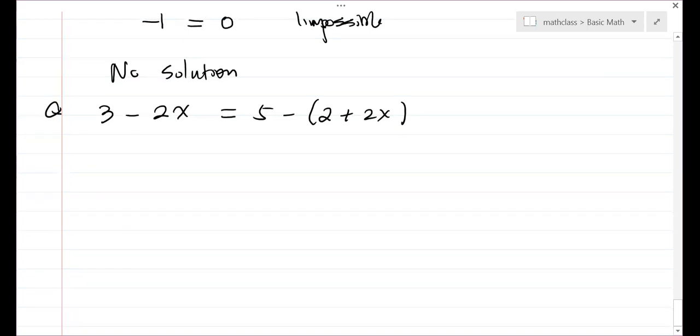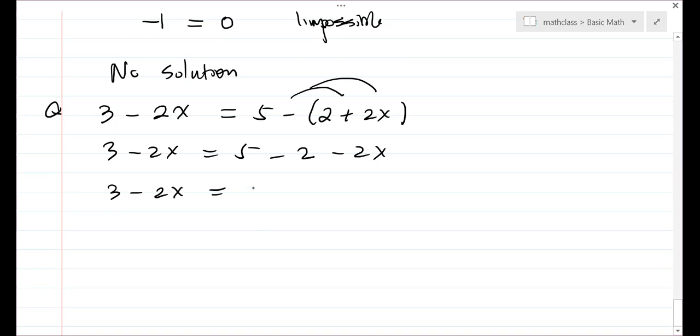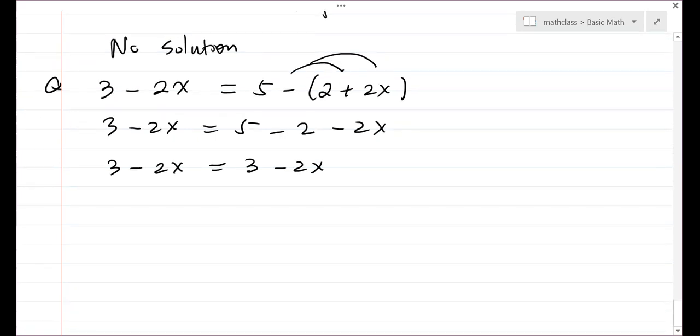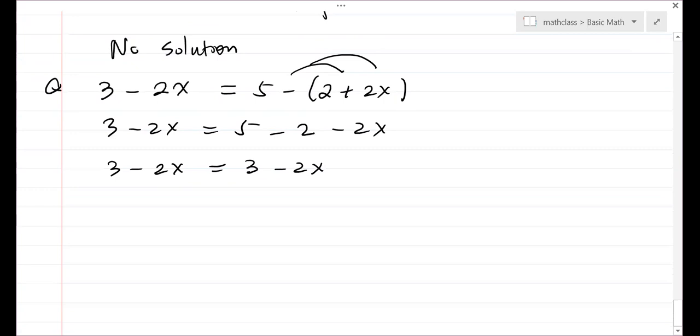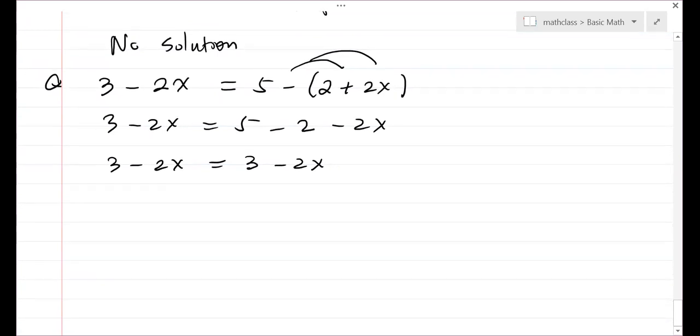All right, so this is a simple equation, but just a new type of equation, right? Let's simplify first. It's a 5. It's negative 2, negative 2x. So on the left-hand side, and on the right-hand side, I got 5 minus 2 is 3. Okay, and then I look at both sides, I find out they're all the same.